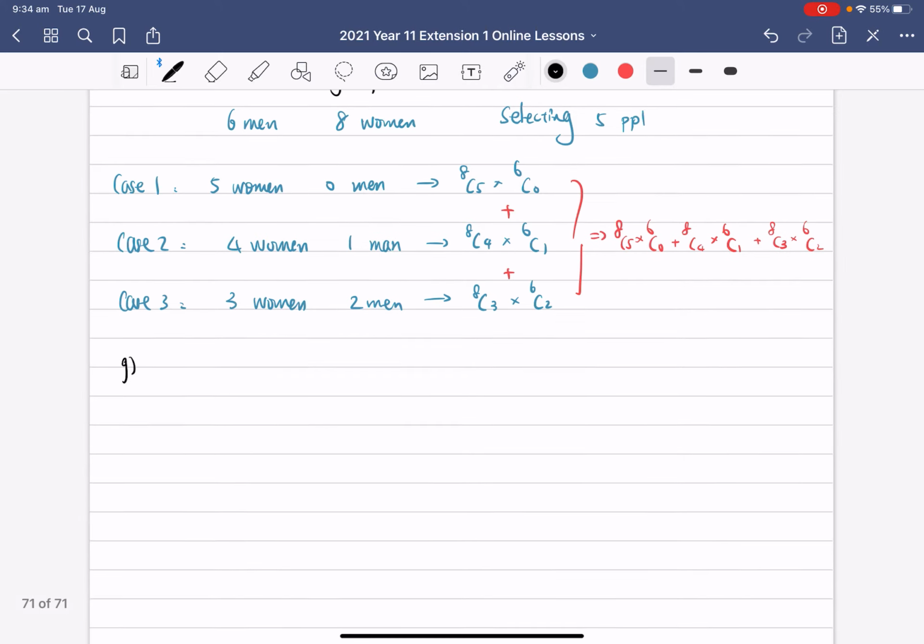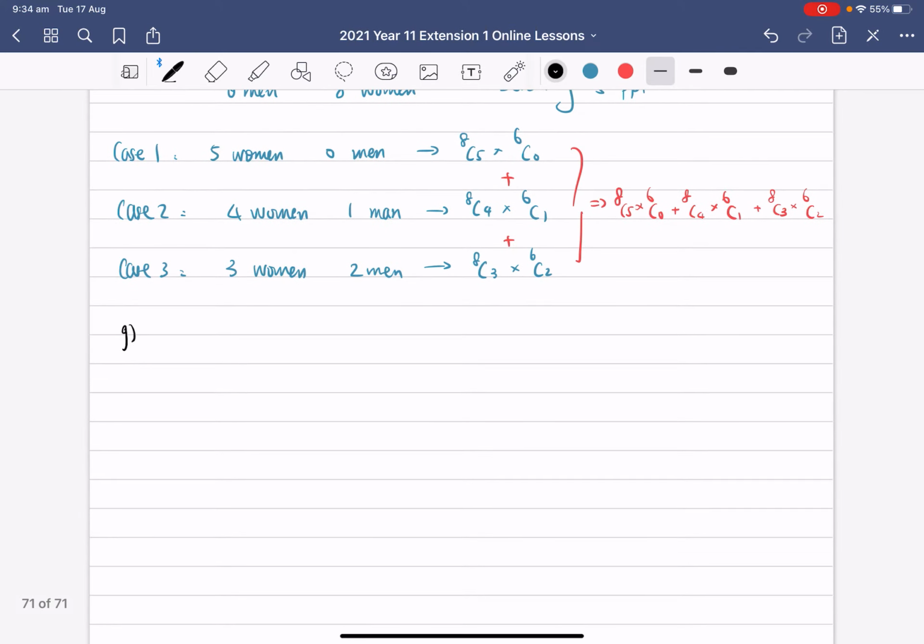Now next one, question G. Now a particular man must be included. That's a really interesting question. How would you do this question? A particular man has to be included. Well, again, let's write down how many people we have: 6 men, 8 women. We need to select 5 again, but 1 particular man has to be included.